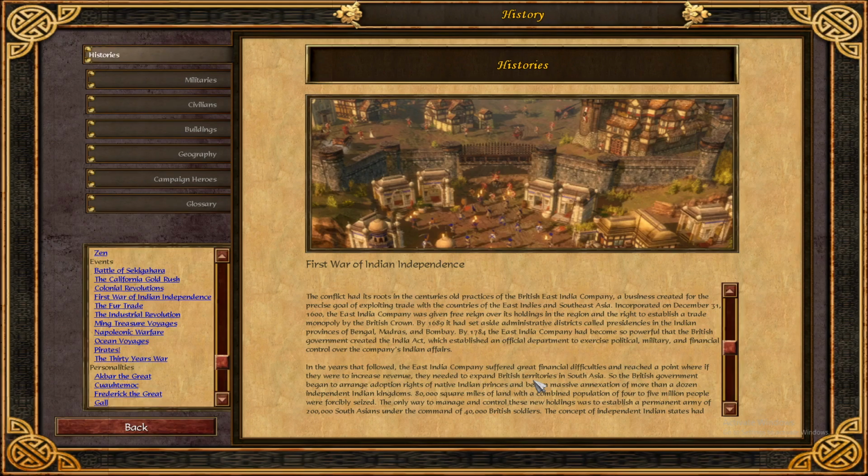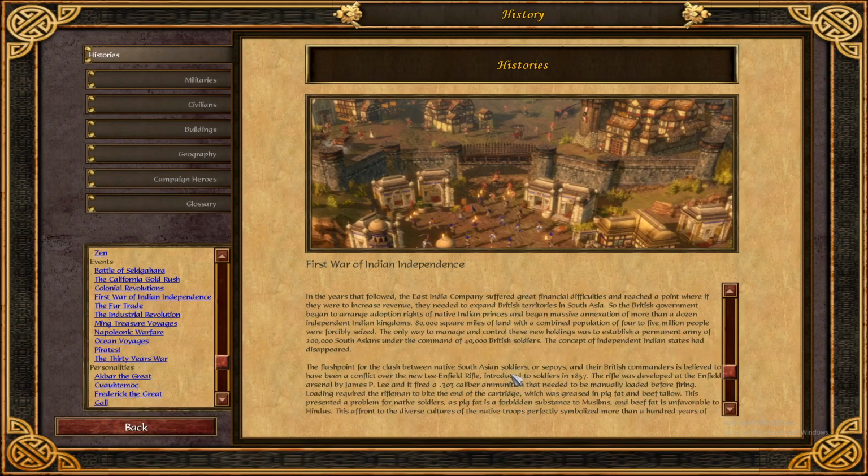By 1689, it had set aside administrative districts called presidencies in the Indian provinces of Bengal, Madras, and Bombay. By 1784, the East India Company had become so powerful that the British government created the India Act, which established an official department to exercise political, military, and financial control over the company's Indian affairs.